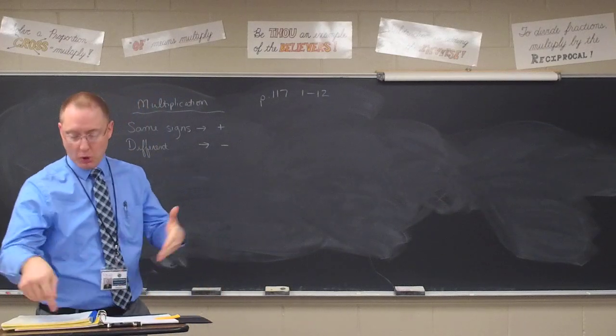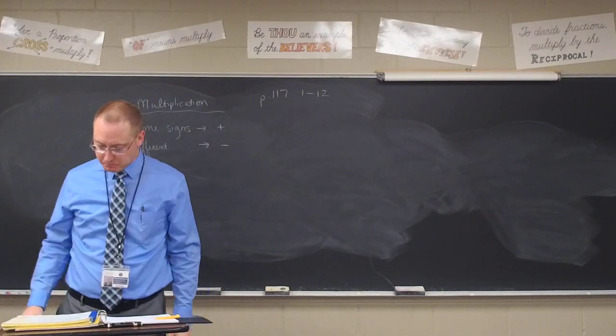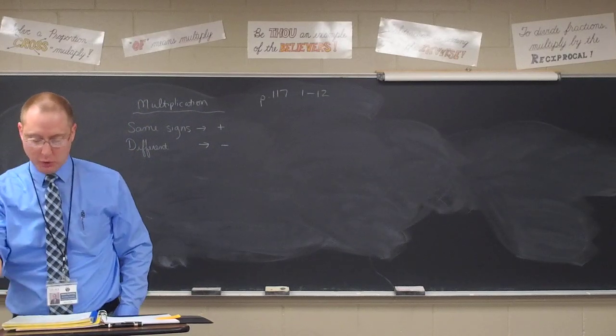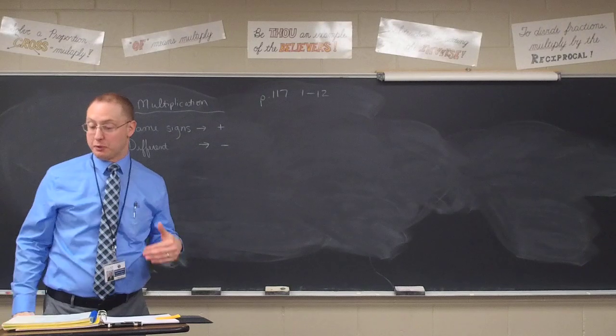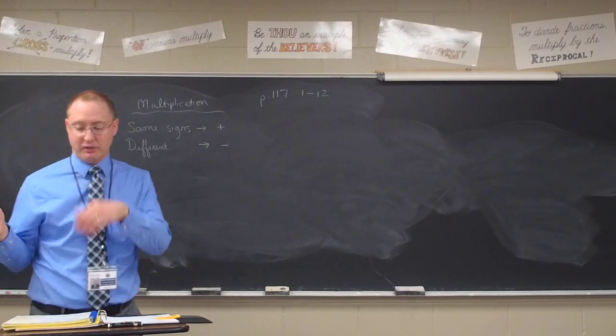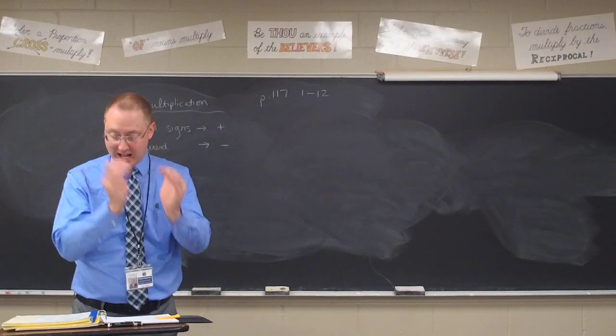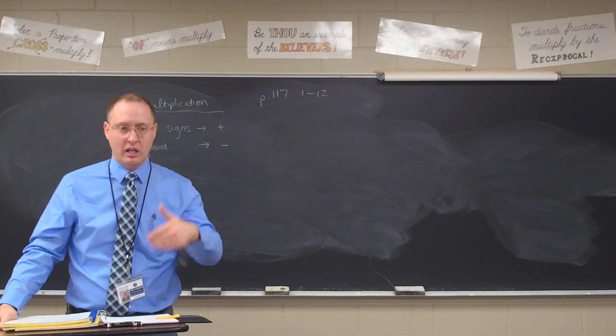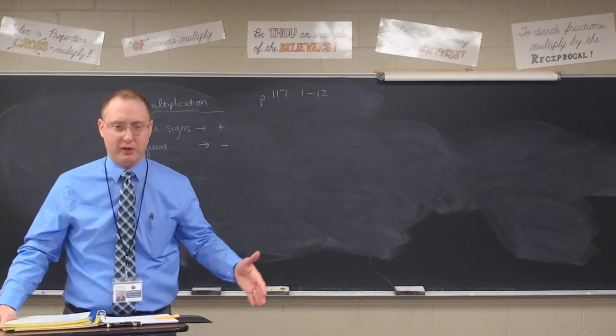So if we've got multiple factors, look at the top of the page. Top page 117. They give you this problem. 3 times negative 3 times negative 4 times negative 2. Well, 3 times negative 3, notice, gave them class negative 9 because the signs were different. But then they multiplied negative 9 times negative 4, they got positive 36 because the signs were the same. Then they multiplied 36 times negative 2, they got negative 72 because the signs were different.